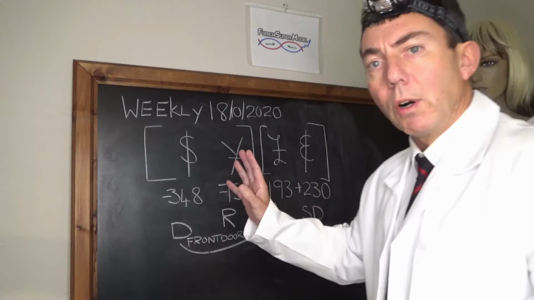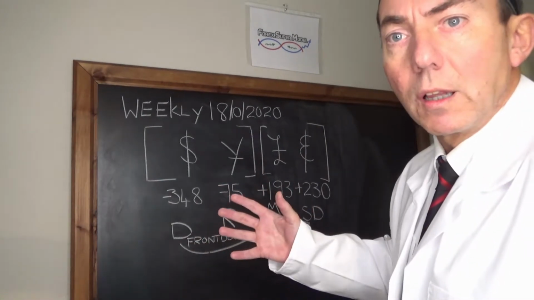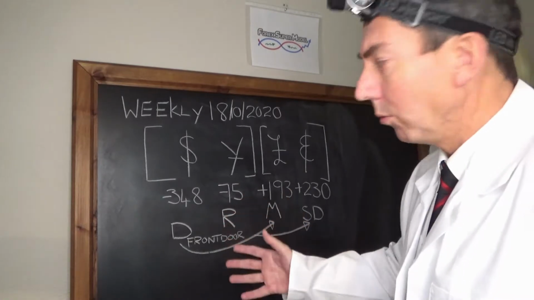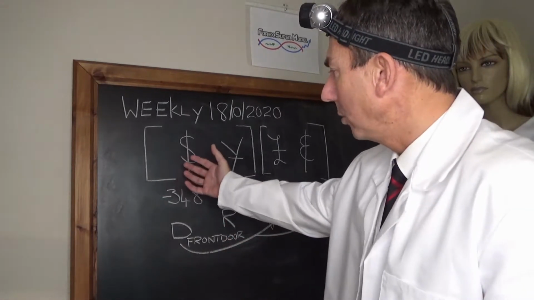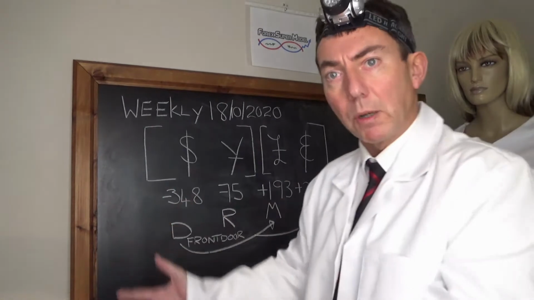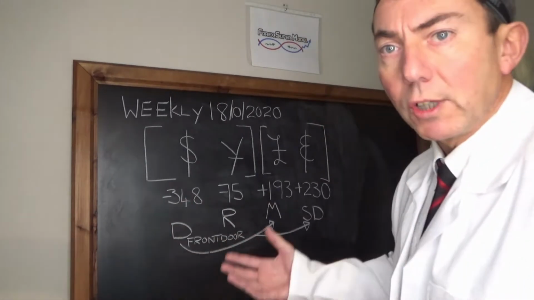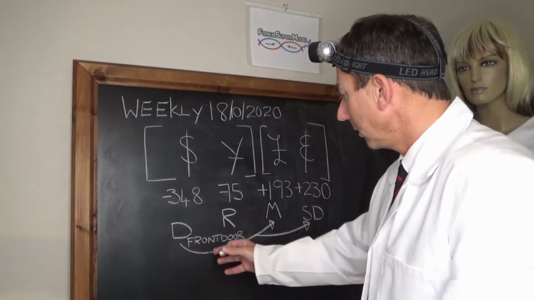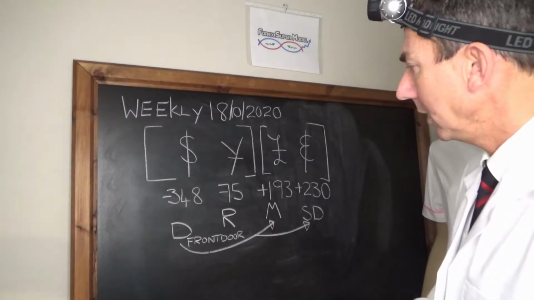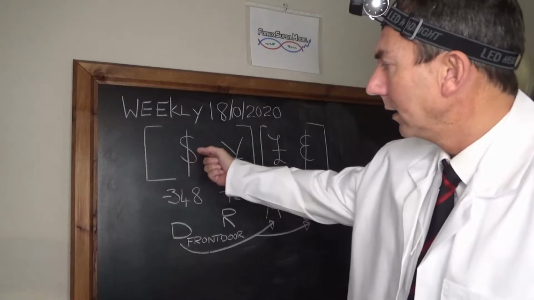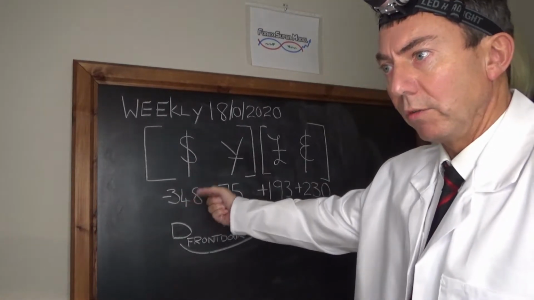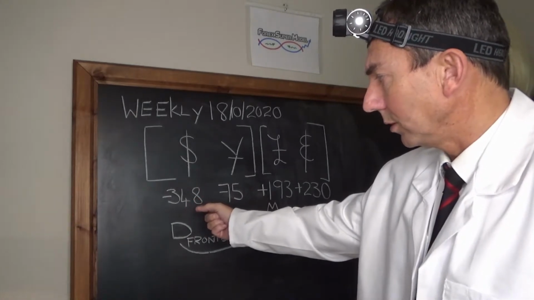Now, you only get front and backdoor flows together when you have opposed drivers. If you have unopposed drivers, you just have front door flows. I'll explain that later. So the front door flows here, people were selling the dollar heavily to the tune of 348 points during the week.